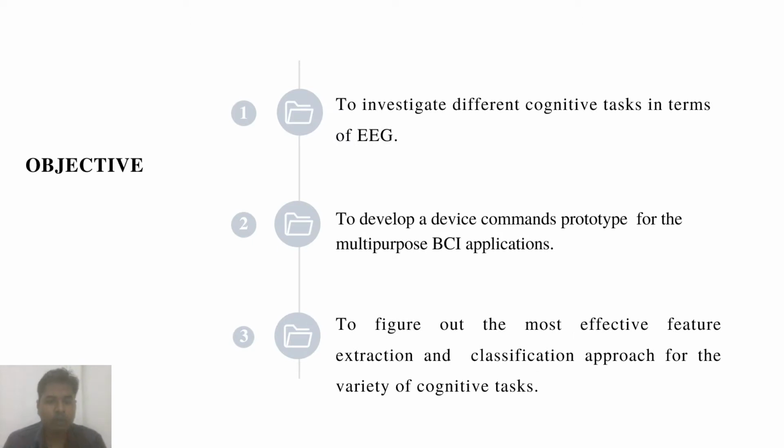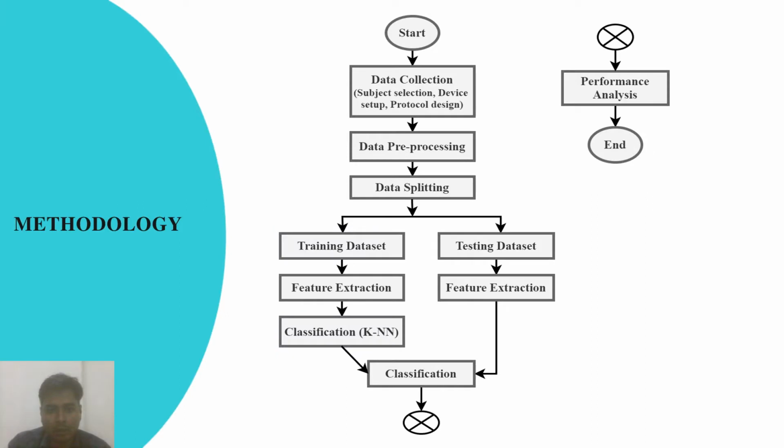The main objective of our work is to develop the EEG signal processing platform for multi-purpose BCI application. To achieve this objective, the sub-objectives are to investigate different cognitive tasks in terms of EEG, to figure out the most effective feature extraction and classification approach for a variety of cognitive tasks, and to develop a device prototype for multi-purpose BCI application. The flowchart of the complete methodology is shown in this slide.